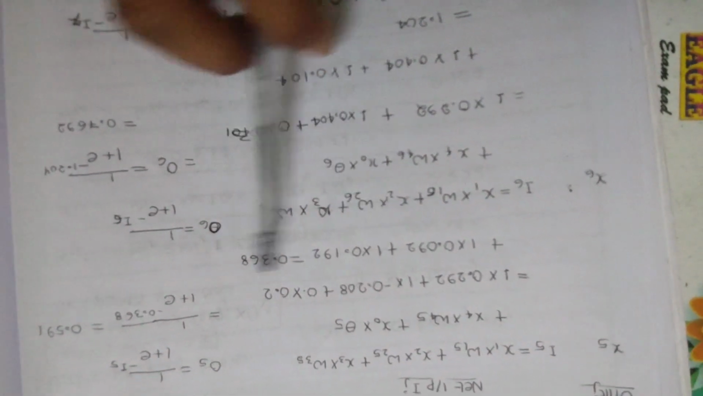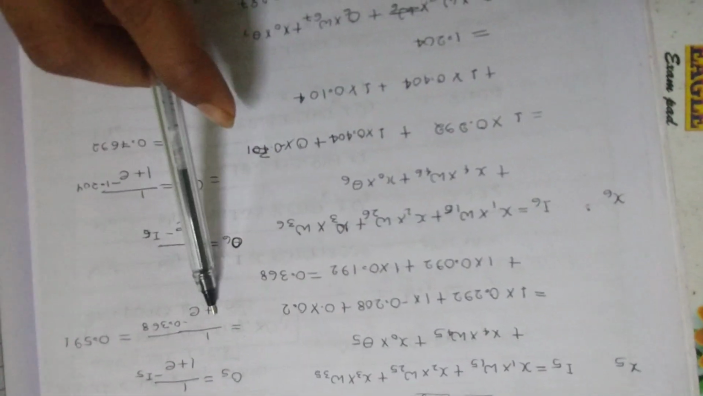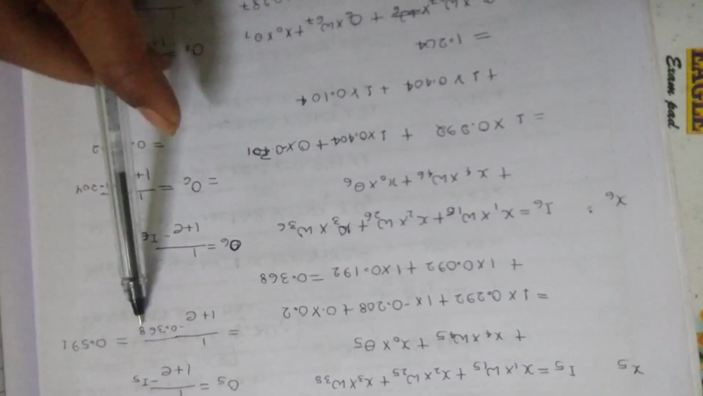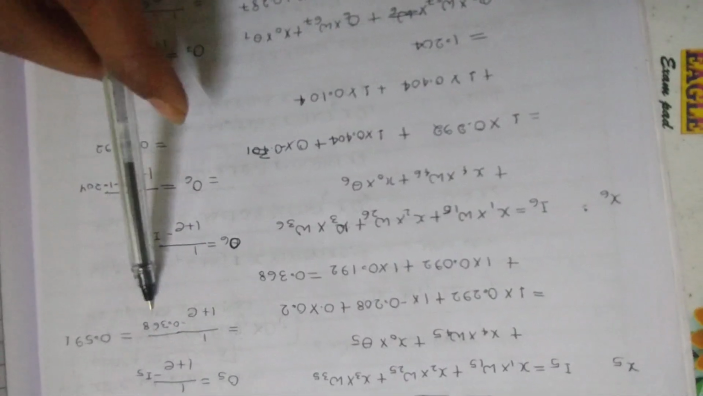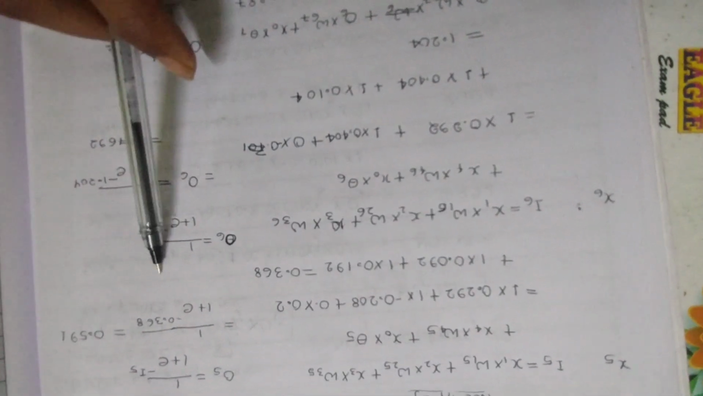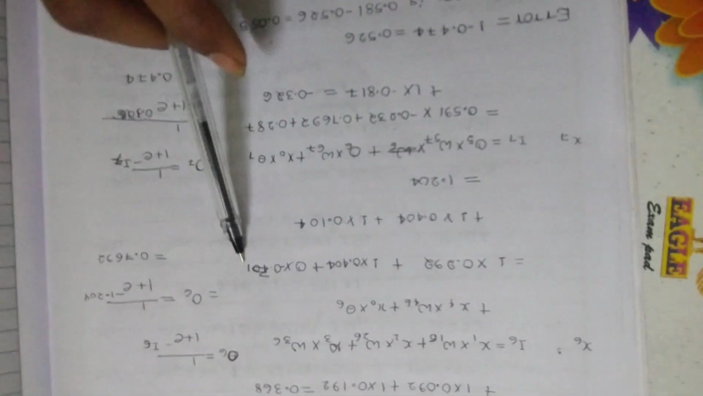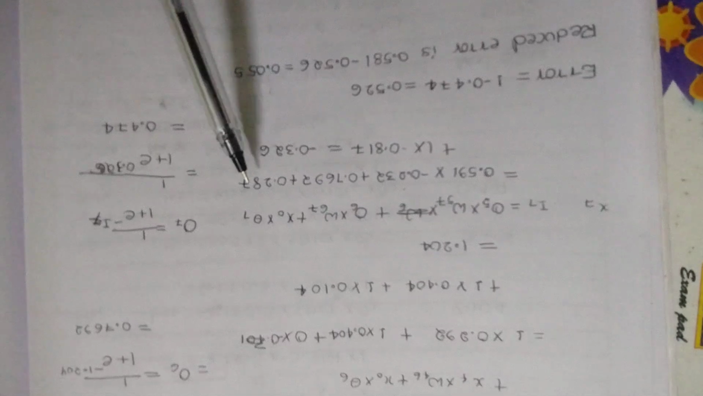So this is the summation plus x0 into theta j. The output is Oj equal to 1 by 1 plus e power minus Ij. After calculating the x5 value, we will find the x7 value and the x6 value.